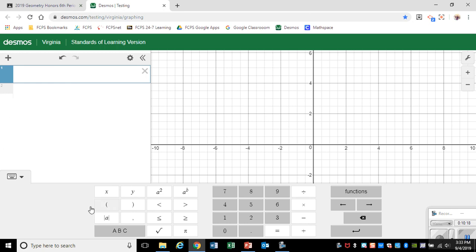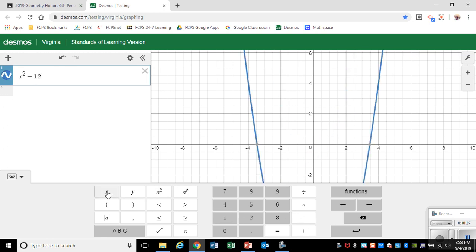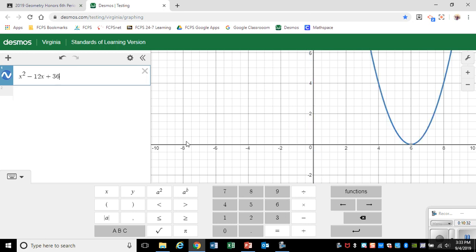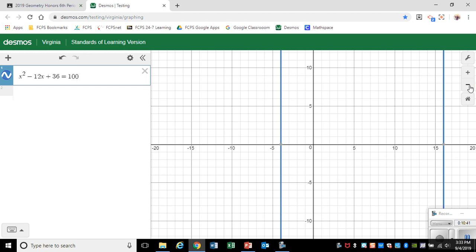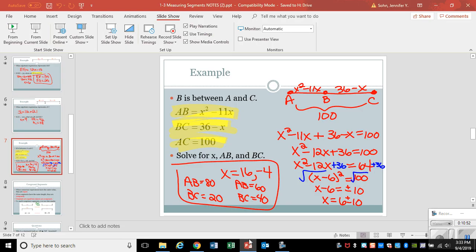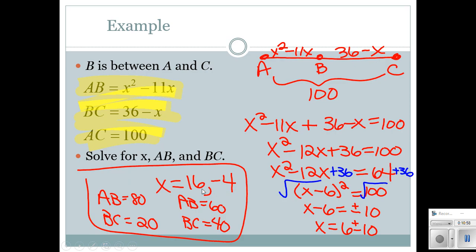So here on decimals, you open the keypad, and then we're going to type x squared minus 12x plus 36, equals 100. When you do that, you're going to see a line. But I want you to zoom out to see both x values. So right here, the x-intercept is your x values. You have -4 and +16. Because we're doing lines, in geometry, we use positive. We're going to use +16.